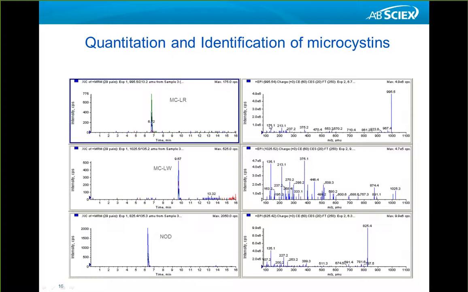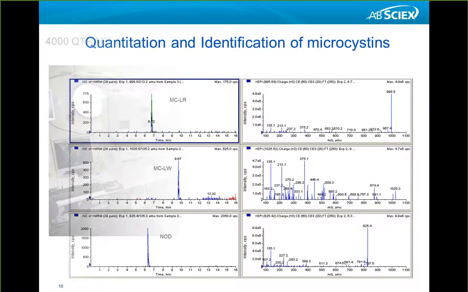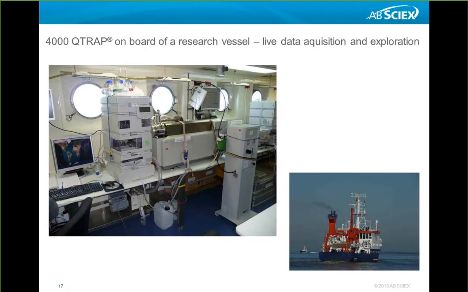However, there are also some masses which can be used as very nice masses for a precursor ion scan, for example. 135 is a very common fragment for the cyanobacterial metabolite workflow that people have used here. And if you want, you can put the 5500 QTRAP, or on this picture the 4000 QTRAP, on board a research vessel.